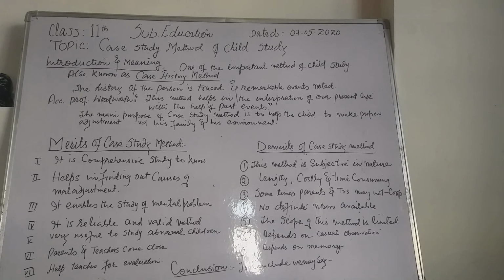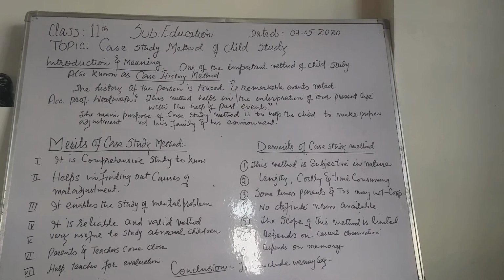Next, sometimes it is not easy to prepare case history as parents and teachers may not cooperate. Number four, it is not so easy to interpret the results because there are no definite norms available for interpreting the results. Next, the scope of the method is limited. It cannot be applied to all people. We cannot apply this method on a common man. This method mostly depends upon casual observation. There is no place for laboratory verification in this method.